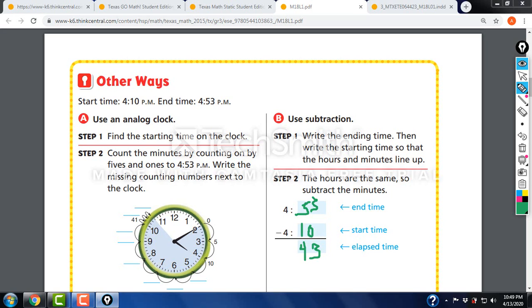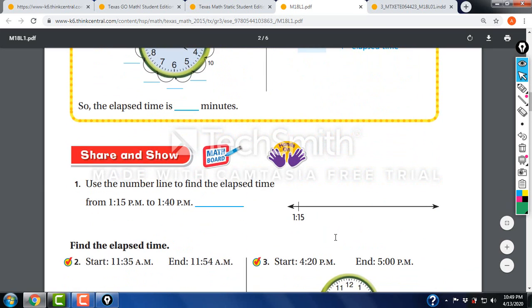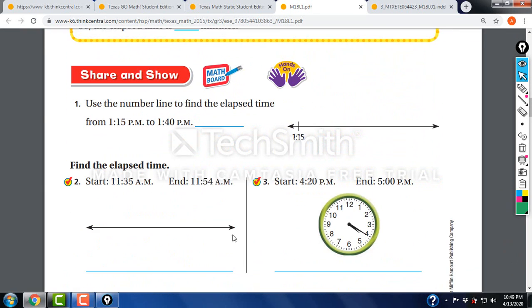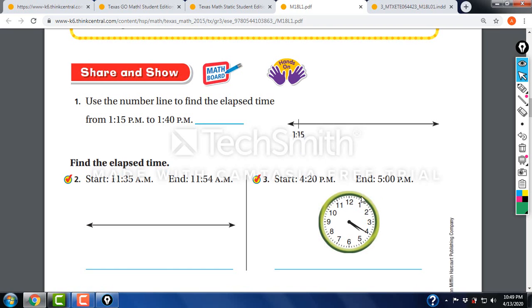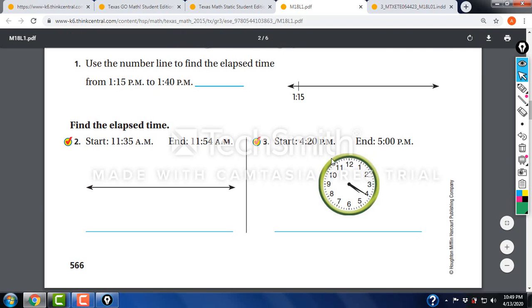So good. Okay, so we can use the analog clock, or we can subtract, or use the number line. So we're going to practice again using the number line here for 1 and 2, and 3 is using the analog clock. So take a minute to work those out. Pause the video, work those out, and then come back and we'll check to see how you did. Welcome back. So let's see how we did. We're looking at questions 1, 2, and 3.